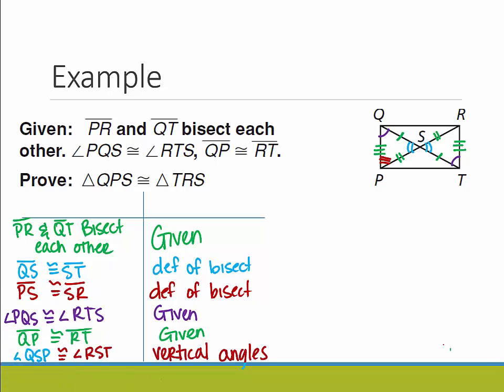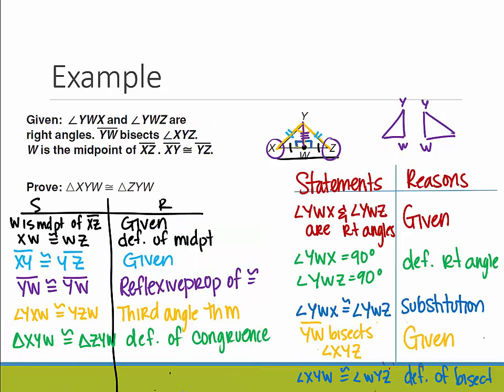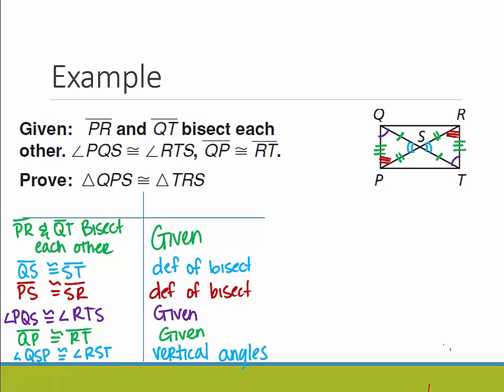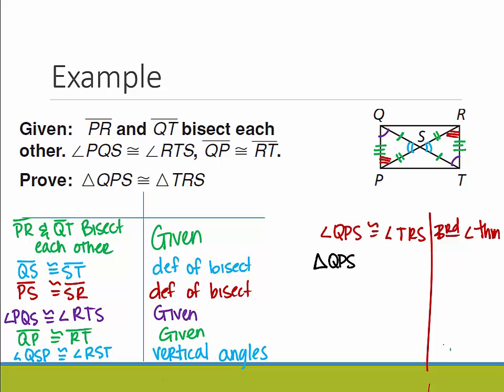And just like the last one, we can do that with this third angle theorem that we used. So let's make a new column. We now know that angle QPS has to be congruent to angle TRS, and that's because of the third angle theorem. And now, because we've proved that all three angles and all three sides are congruent, we can finally say that triangle QPS is congruent to triangle TRS. And again, that's by the definition of congruence.